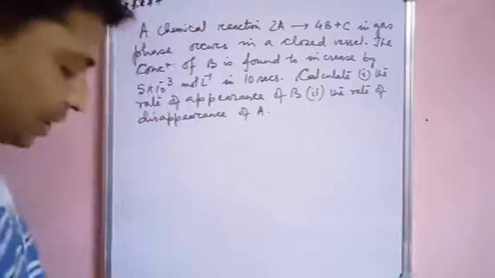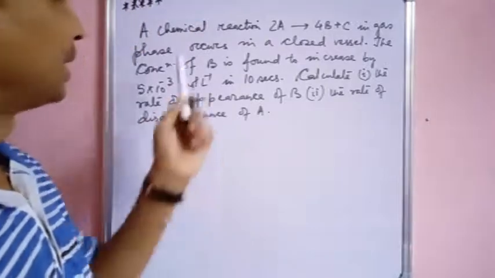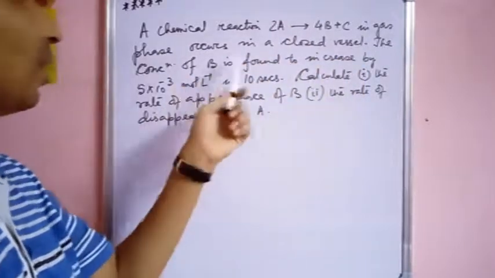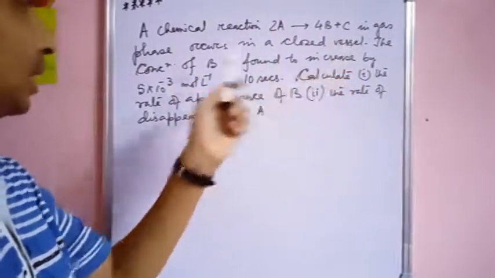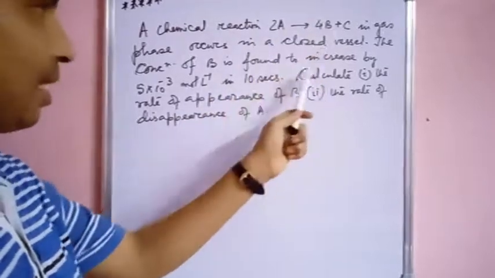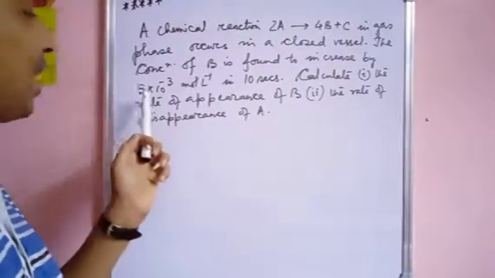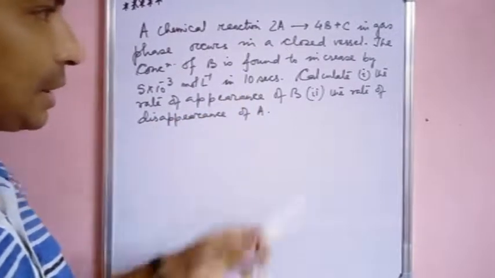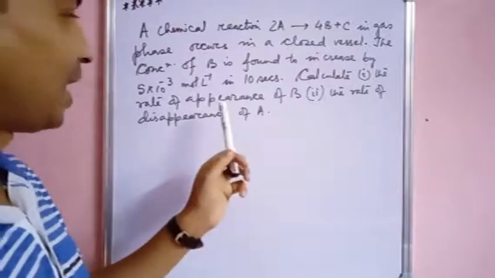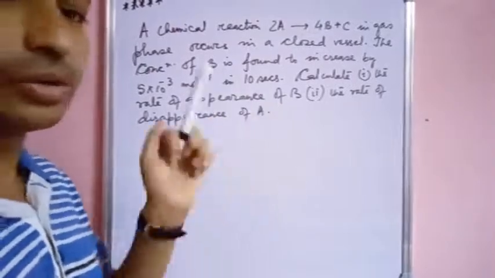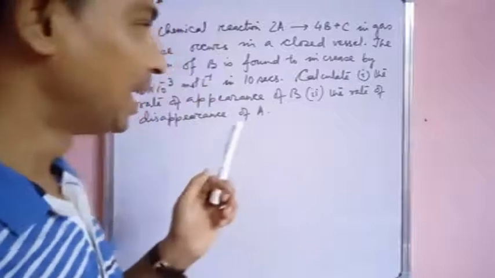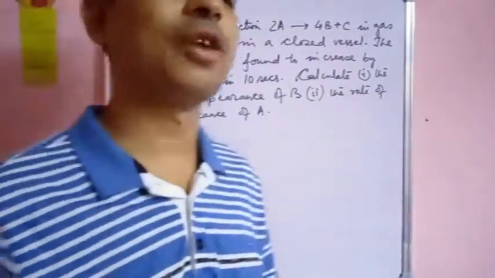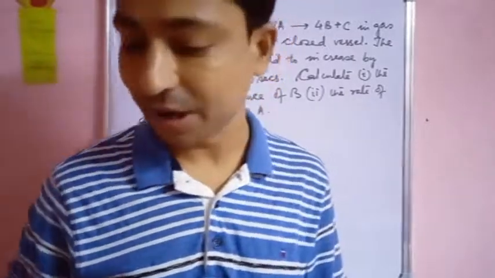So let's see the question minutely. A chemical reaction 2A arrow 4B plus C in gas phase occurs in a closed vessel. The concentration of B is found to increase by 5 into 10 to the power minus 3 mole per liter in 10 seconds. Calculate, number 1, the rate of appearance of B, meaning the rate of formation of B, and number 2, the rate of disappearance of A, meaning the rate of decrease in concentration of A.